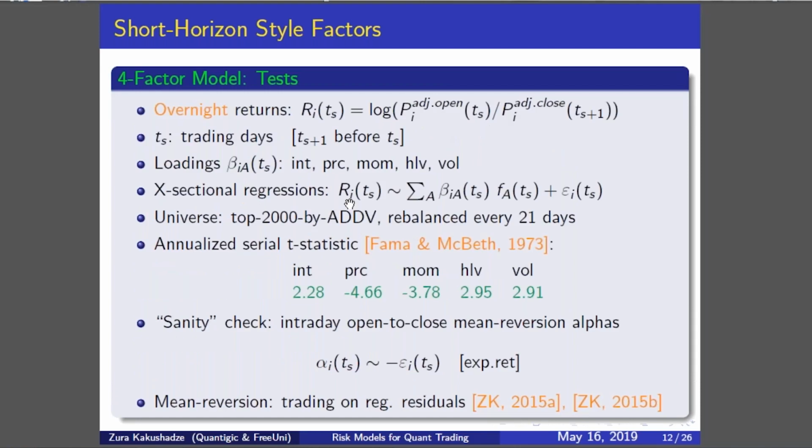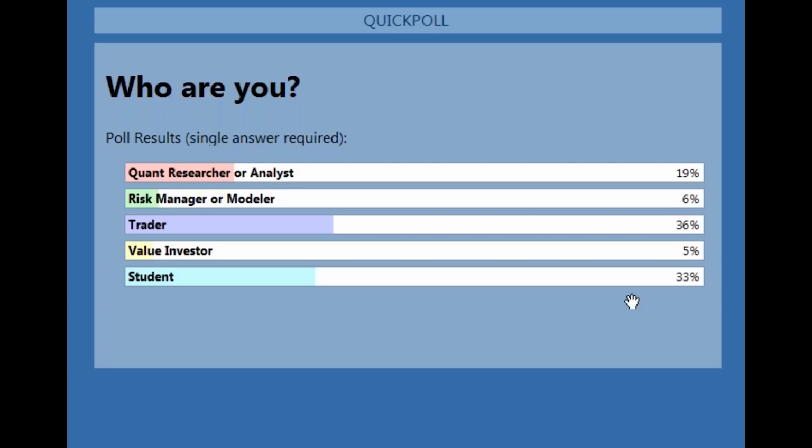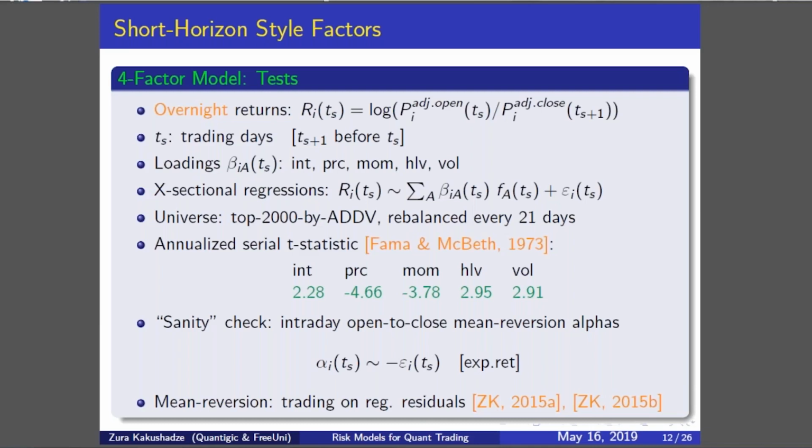And so now you can ask yourself, well, how do I know whether they add value or not? And one way to understand whether they add value or not is to run the so-called Fama-MacBeth regressions and calculate annualized serial t-statistics. So the way you do this is, I'll give you one way of doing it. So you take overnight returns. So the overnight returns are basically, you can define them as the log of the open versus the previous close.